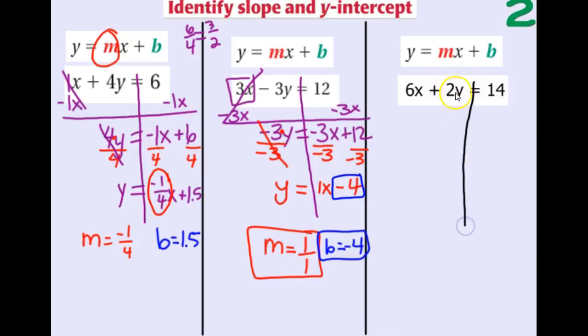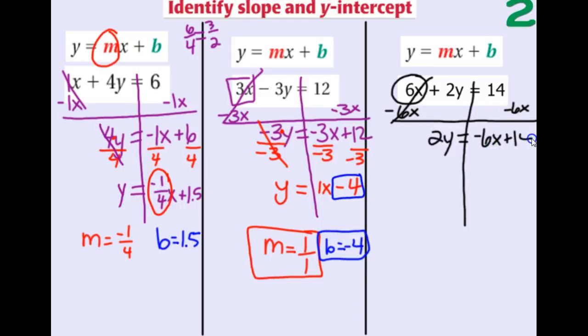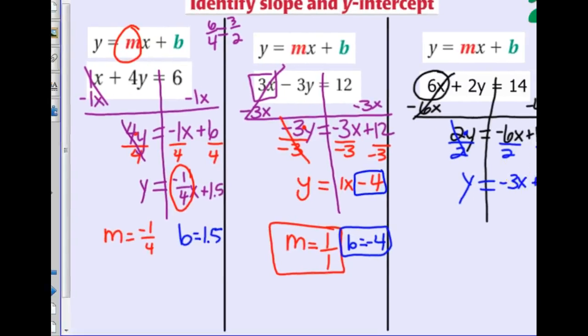Next one like this, solving for y, I'm going to move this 6x over to the other side, so subtract 6x. Eliminated, we have 2y equals negative 6x plus 14. And then the opposite of multiply is divide. So divide everything by 2. We get y equals, and negative 6 divided by 2 is negative 3x. And 14 divided by 2 is 7.